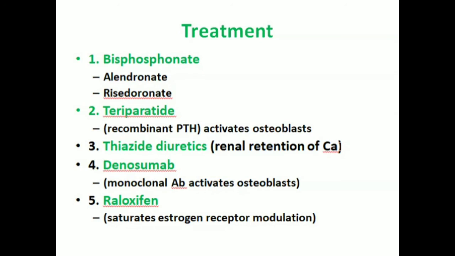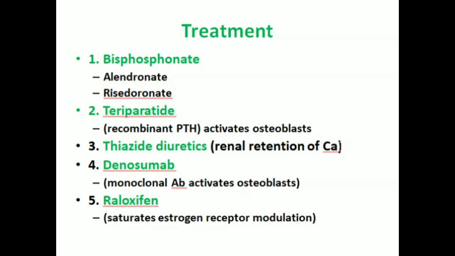First of all, the bisphosphonates, including alendronate and risedronate. The second drug is teriparatide. This is a recombinant PTH and activates the osteoblasts. The third drug is a thiazide diuretic, which causes retention of calcium in the kidney. Denosumab, this is basically a monoclonal antibody.